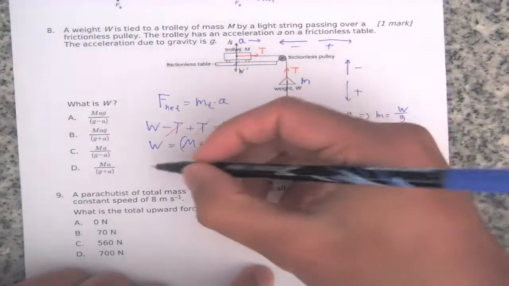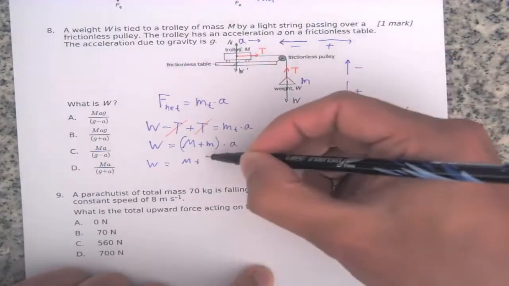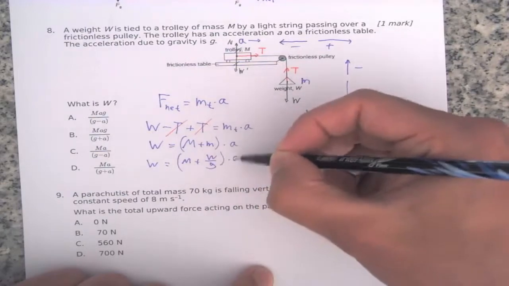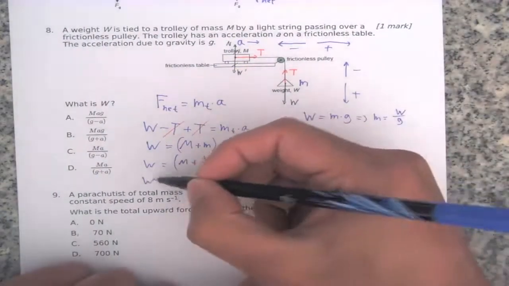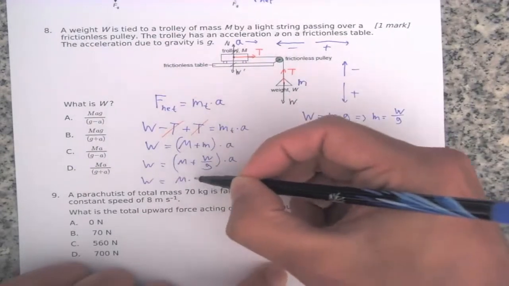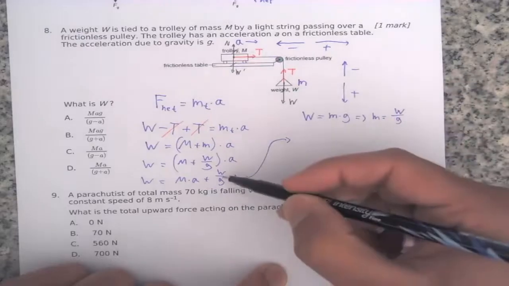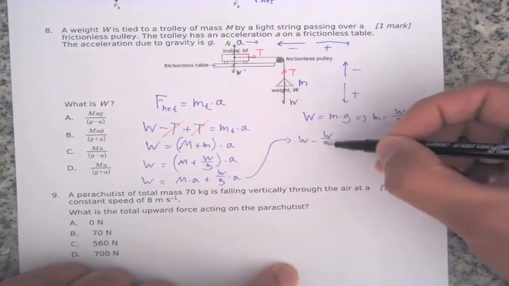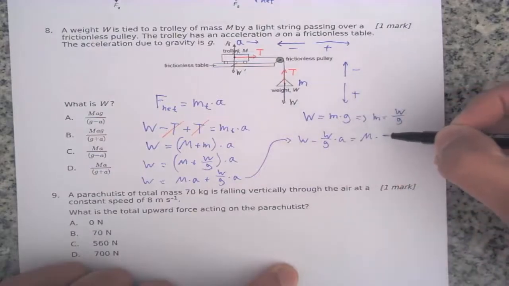So what I have here is that W is equal to the mass plus W over G, multiplied by the acceleration. And now from here, you just have to solve this equation. So I'm going to do it fast. From here, you need to rearrange, bring the W to the other side. So you have W minus W over G times A is equal to M times A.